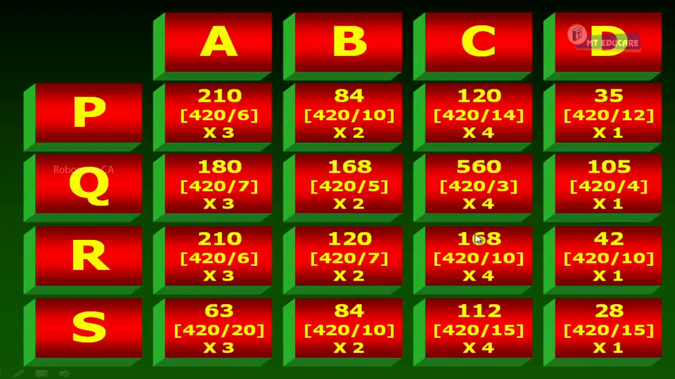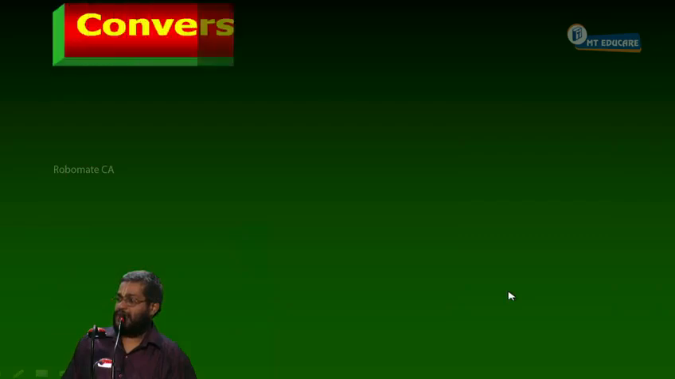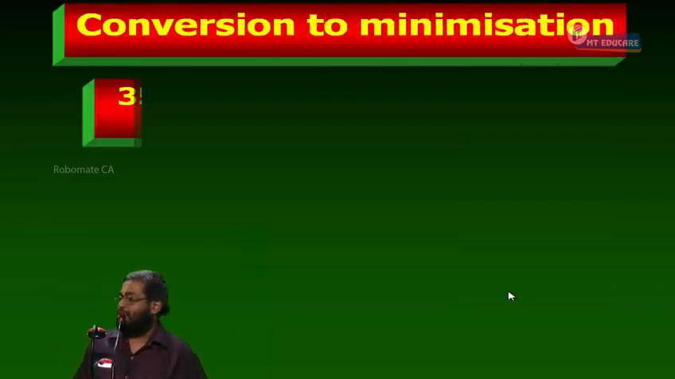560 should be reduced from the other numbers to make it a regret matrix. Right or not? Now you should tell me the numbers. I will not be having the slide in the next case. Now, conversion into minimization. Tell me one by one the row values.